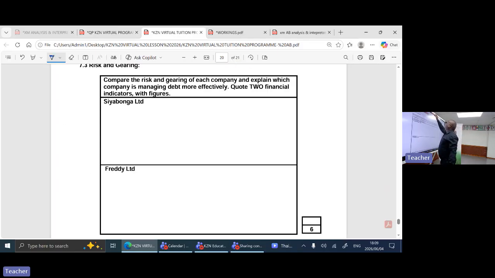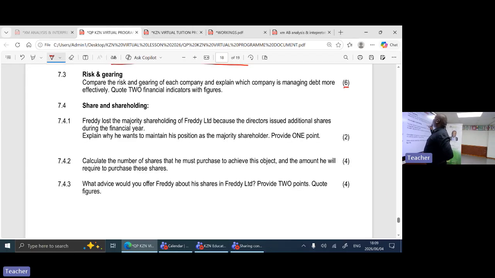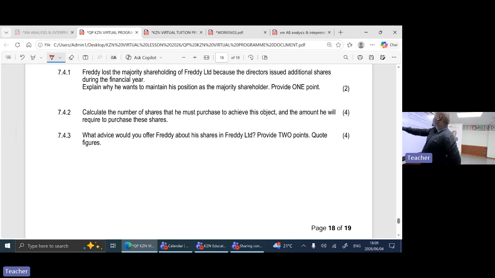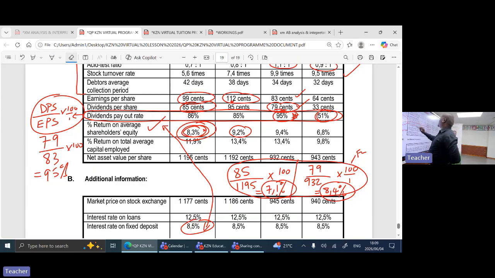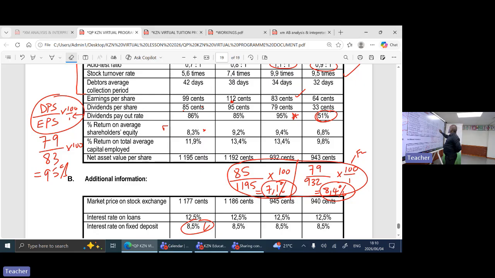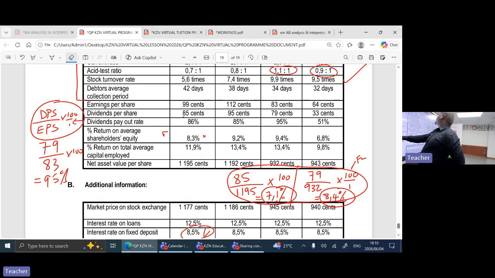Firstly, we'll just compare these 2 companies. Okay, let's start with Siyabonga. Our answer sheet is given like this. For Siyabonga, we'll look at debt equity, the debt equity ratio. Let's look here at whether it increased or decreased when you look at the figures. Please zoom in here a little so that we can see clearly.